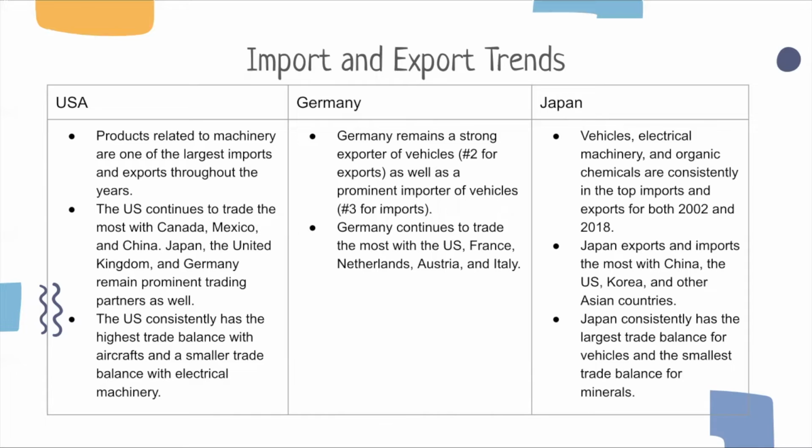And then we saw that Germany continues to trade the most with the United States, France, Netherlands, Austria, and Italy. And the fact that France, Netherlands, Austria, and Italy are prominent trading partners with Germany can be explained with the gravity model. And just again, the gravity model tells us that countries that are close together, such as these European countries, have lower barriers of trade since there are less transportation costs required, so they end up trading more.